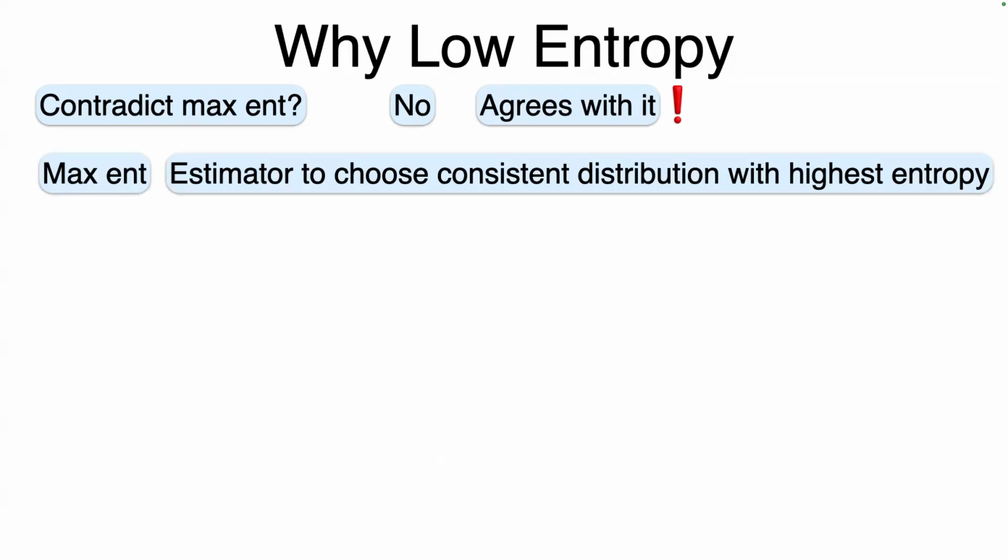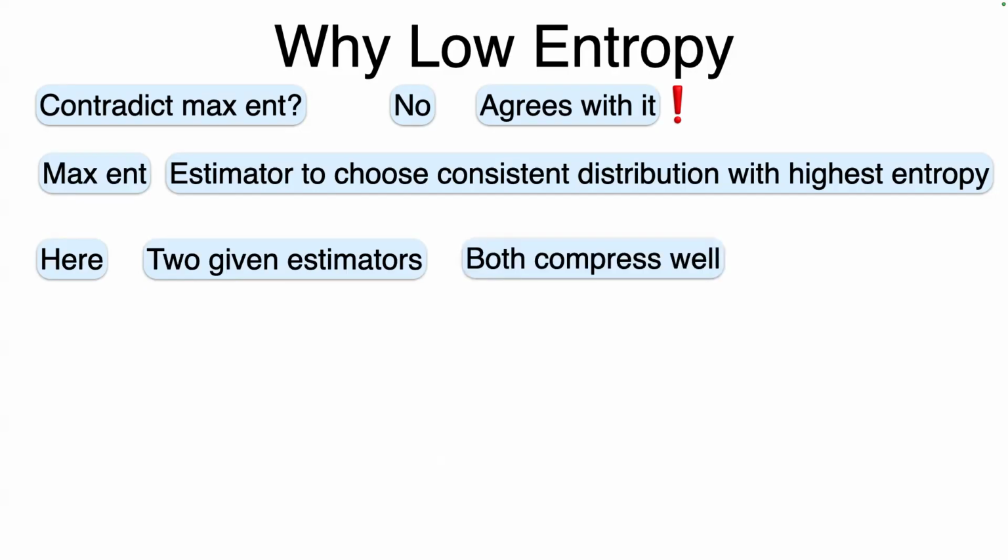Okay, so the question is, why do we give a higher weight to low entropy? Does that contradict maximum entropy? The answer is no, it actually agrees with it. Because maximum entropy says that an estimator should choose a distribution consistent with what we have that has the highest entropy. Here, something different happens. We're given two estimators, and both of them we know compress well. Both of them are very good estimators, the best at the time they were introduced.